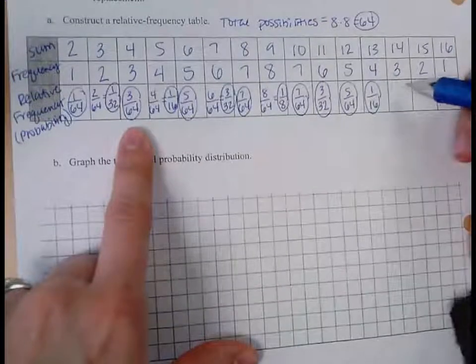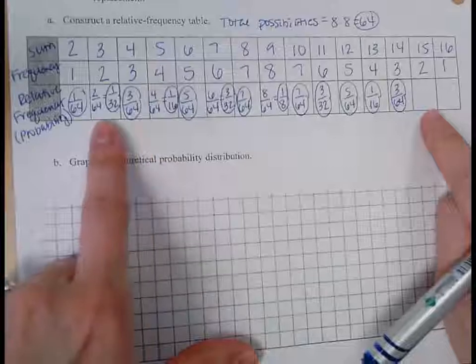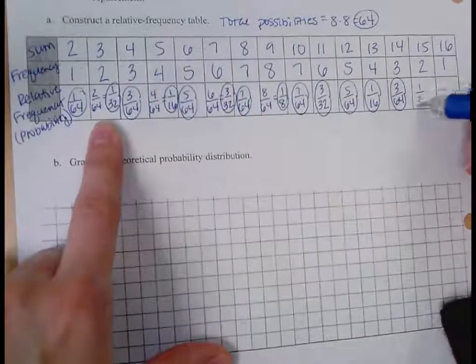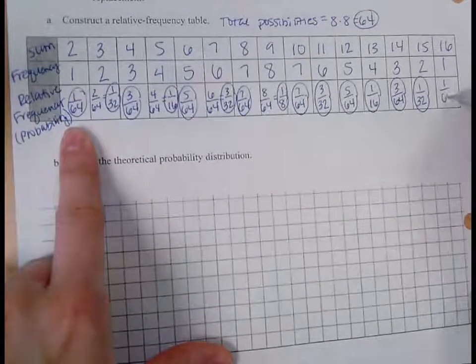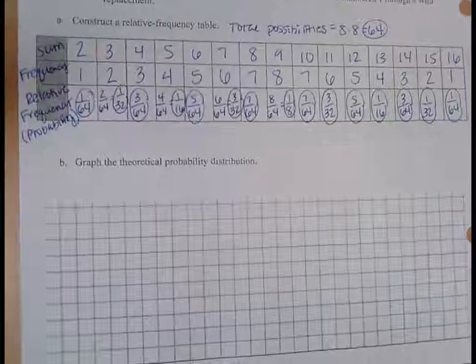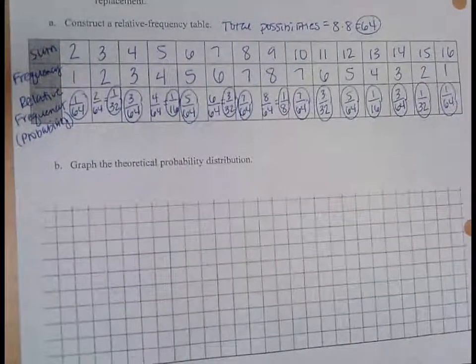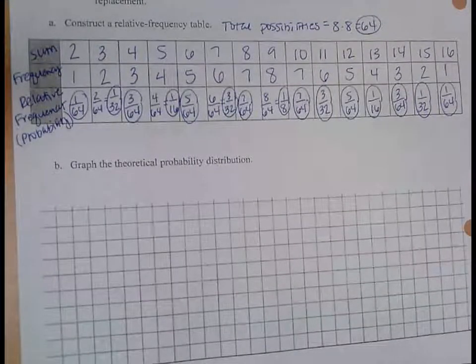A sum of 14 is 3 out of 64. A sum of 15 is 2 out of 64, but that was 1/32. And then a sum of 16 is 1/64. Okay, and I would like you to give those probabilities or relative frequencies as fractions in the table.